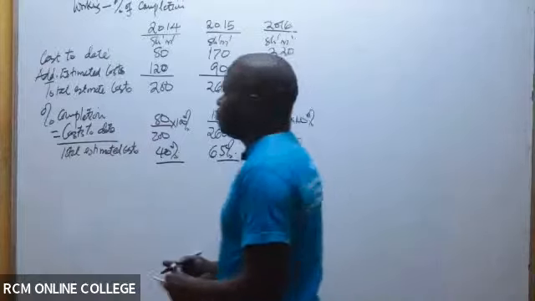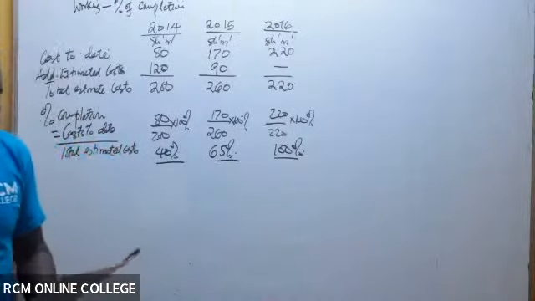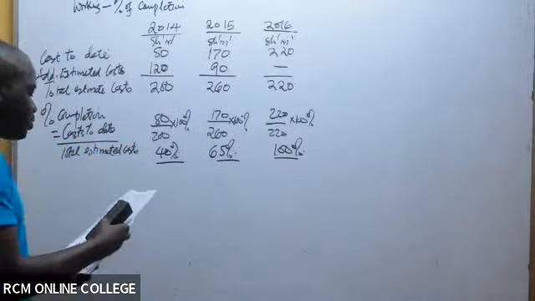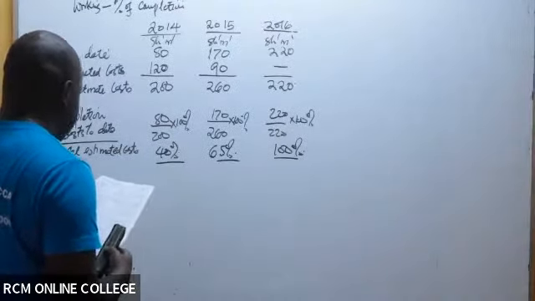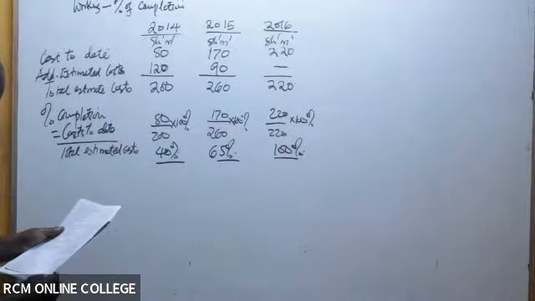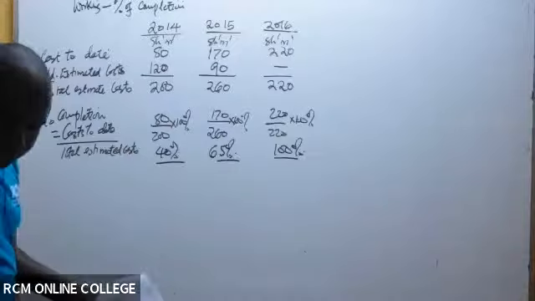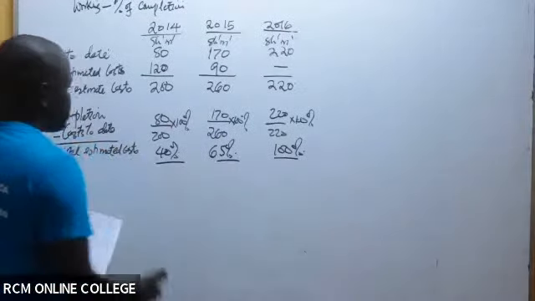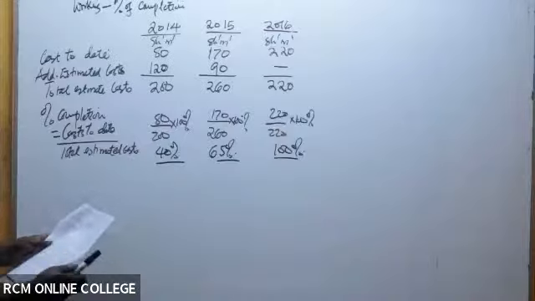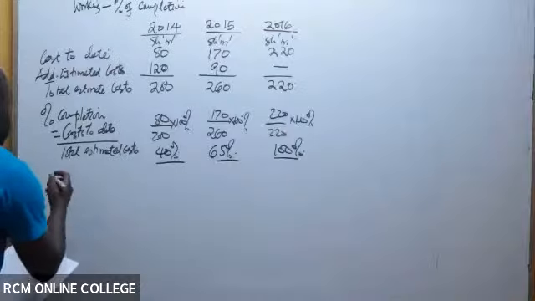Once we've gotten the percentages of completion, we can come up with what? The income statement extract. But before you start with the income statement extract, let's just get the revenue recognized for each and every year.